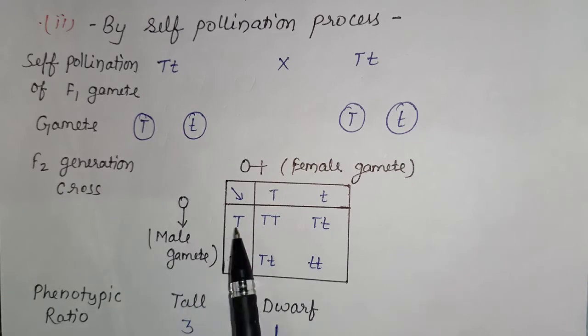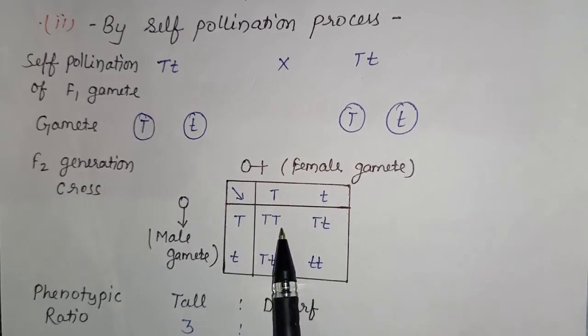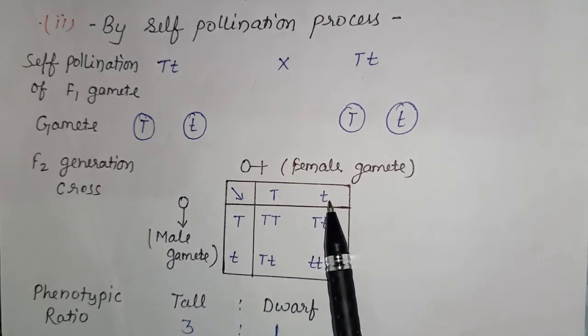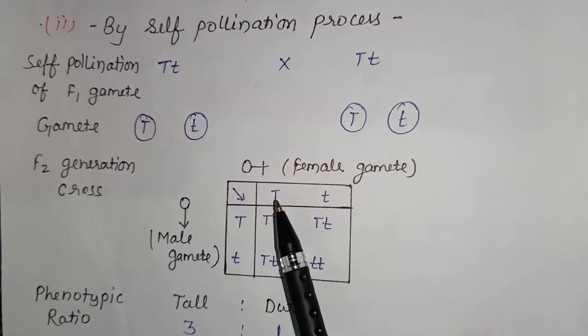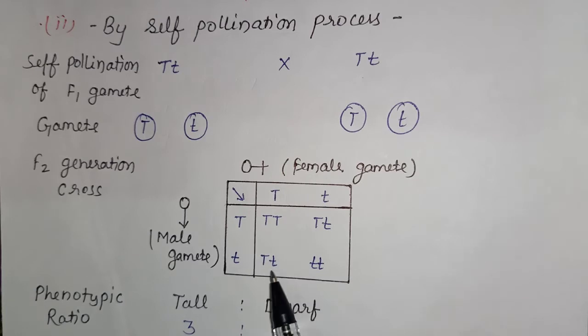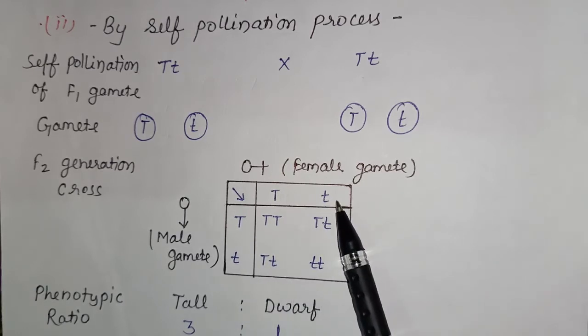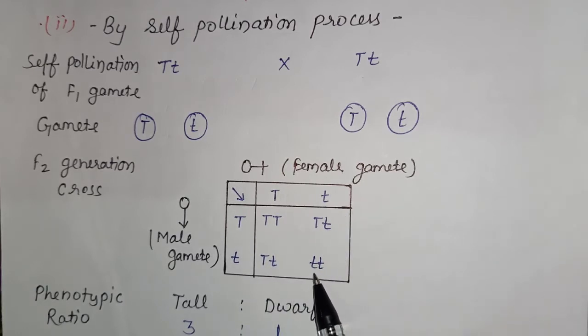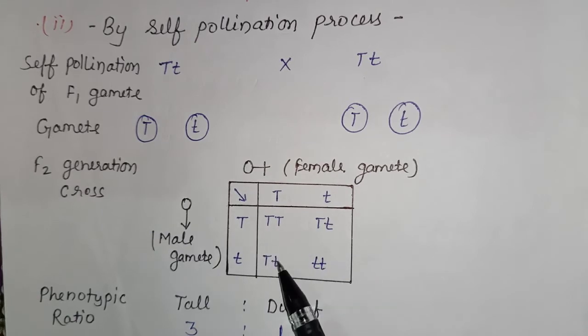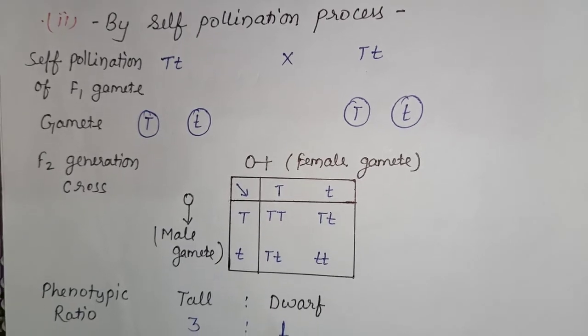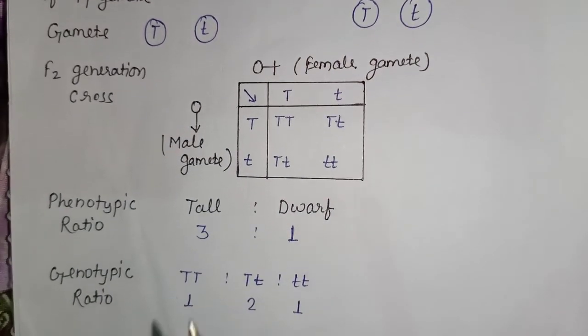In the F2 generation, capital T crosses with capital T to form capital T capital T; capital T crosses with small t to give capital T small t; small t crosses with capital T to form capital T small t; and small t crosses with small t to give small t small t. By this Punnett square, one plant is pure tall, two plants are hybrid tall and one is pure dwarf. By this Punnett square, we found the phenotypic ratio and genotypic ratio.